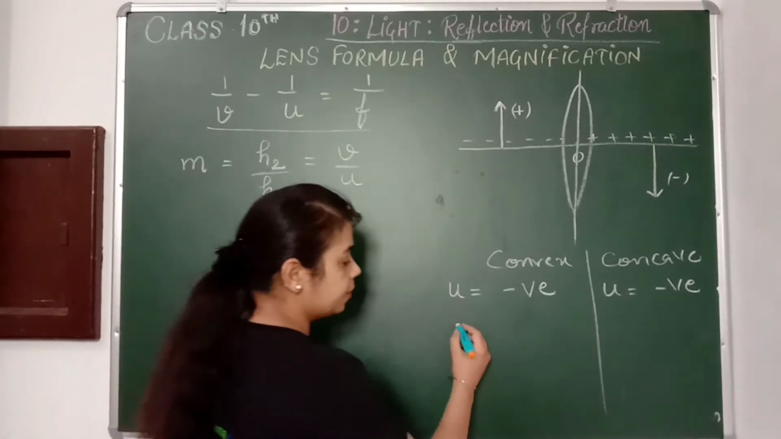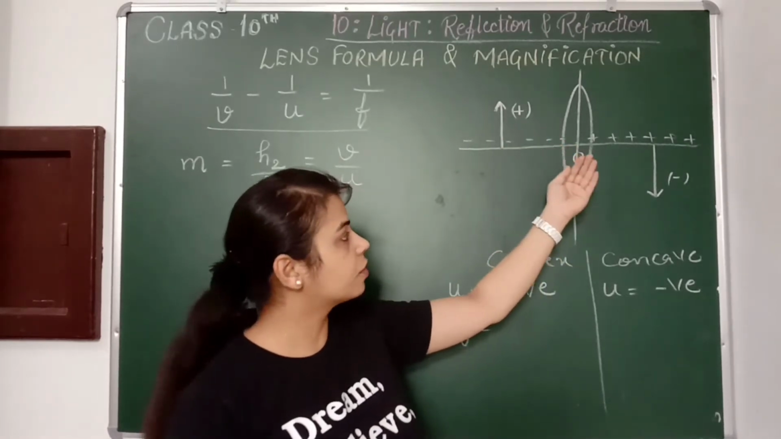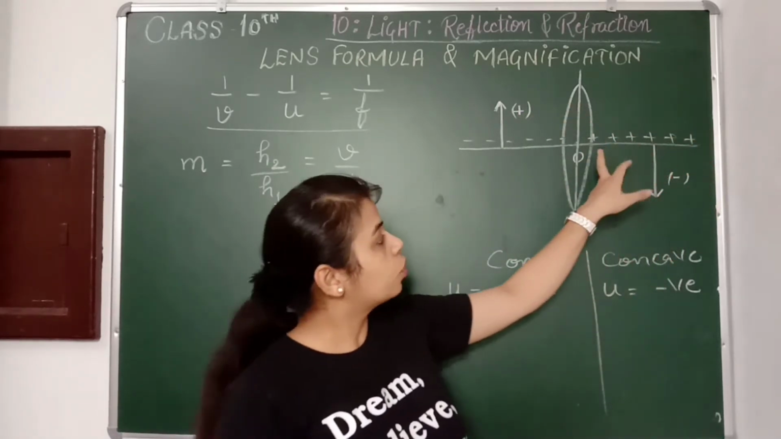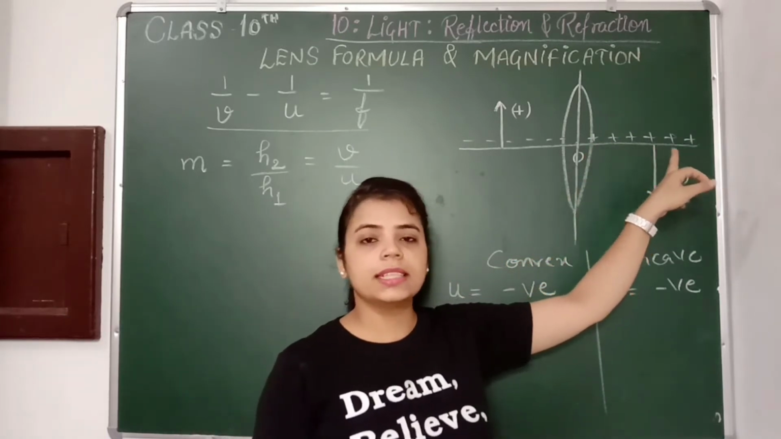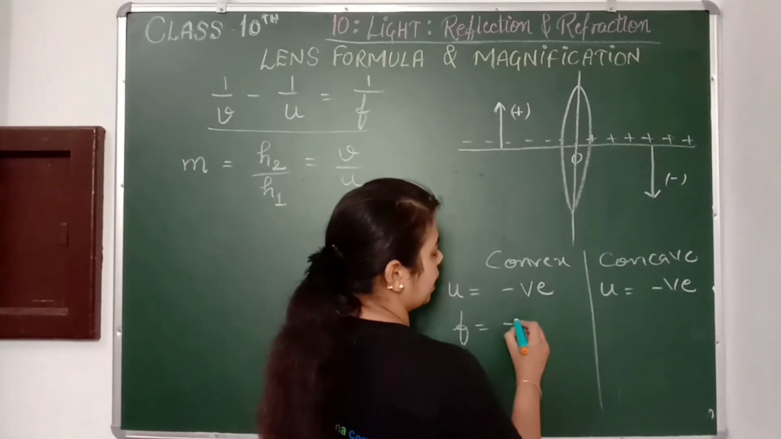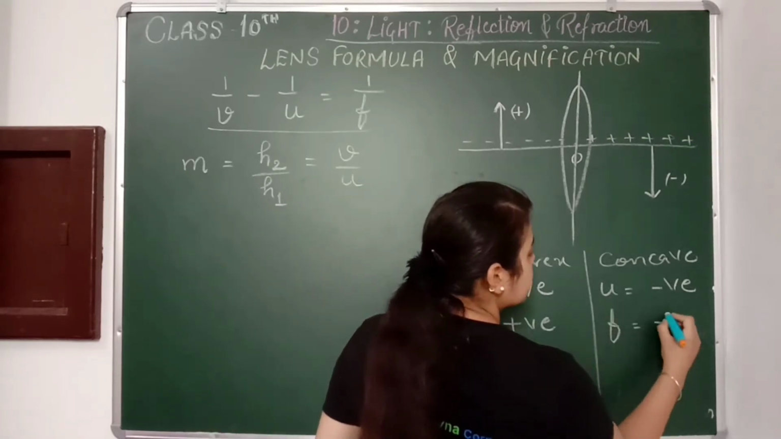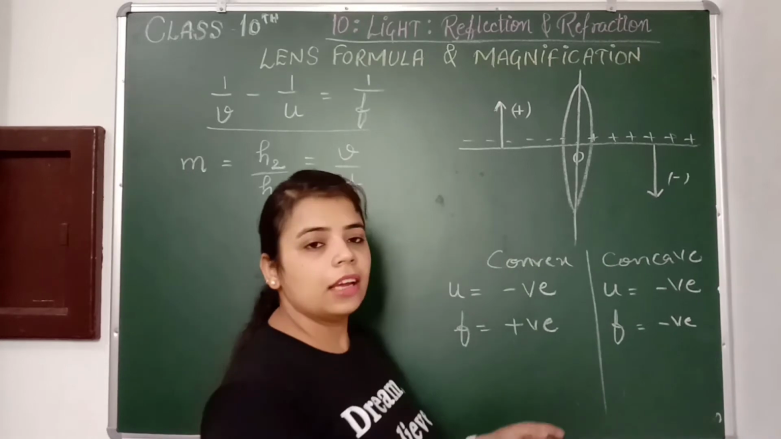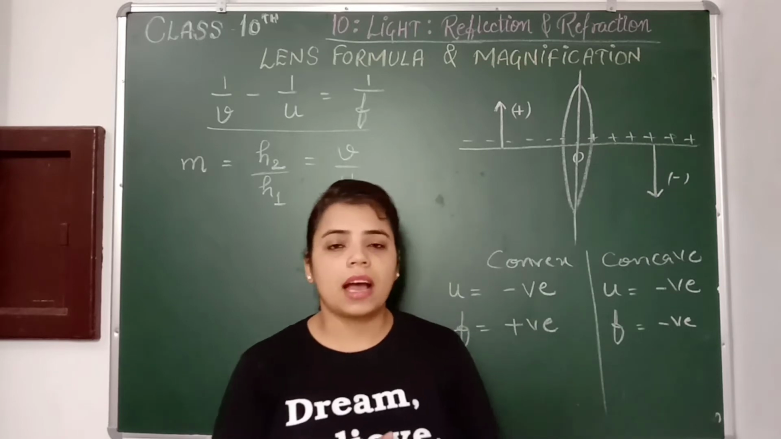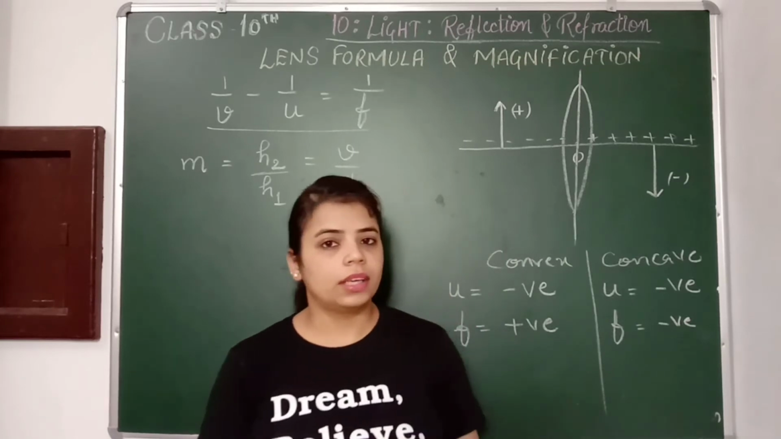Next is focal length. For the convex lens, if the light is incident from the left of the lens, then it will converge at a point towards the right of the lens. So the distances towards the right of the lens are taken as positive. So focal length of a convex lens will always be taken as positive, and for a concave lens it will be taken as negative, because a concave lens diverges the light rays, and it appears that all those diverging rays are coming from a point towards the left of the concave lens, which is called the focus.